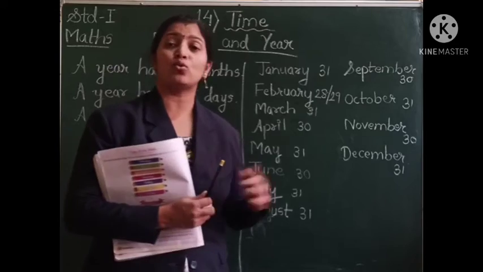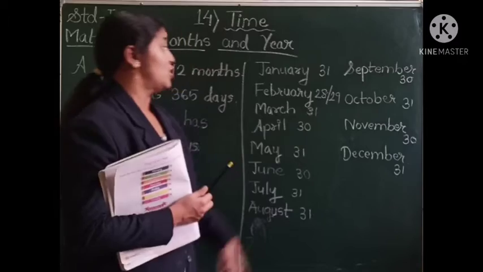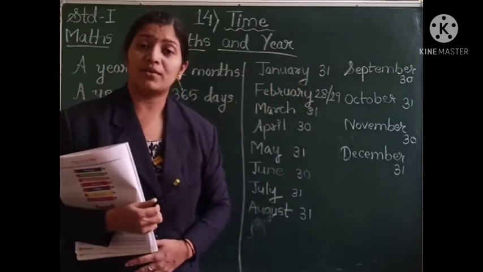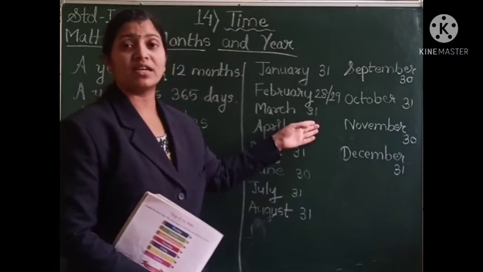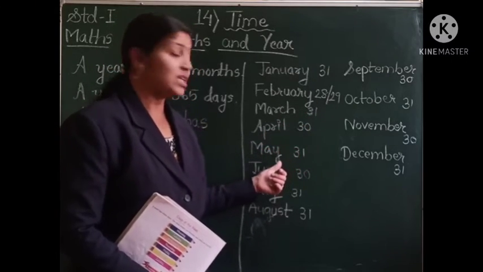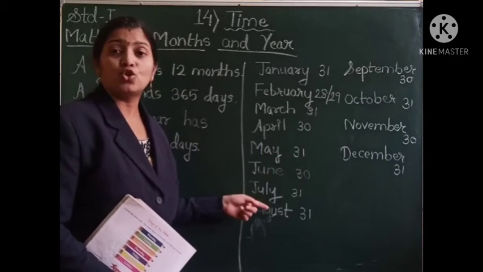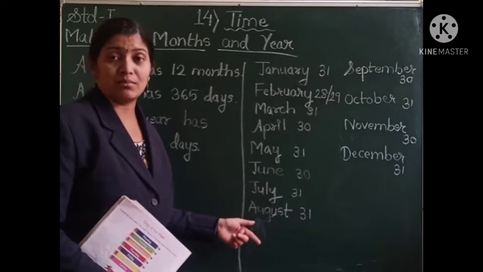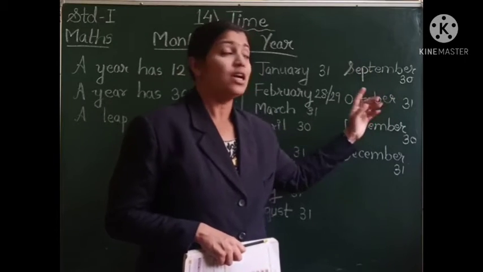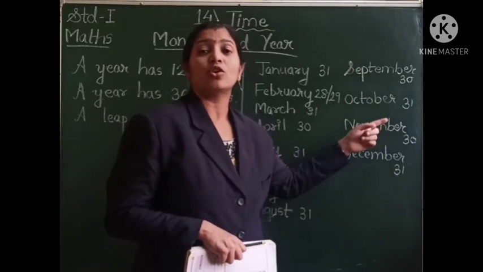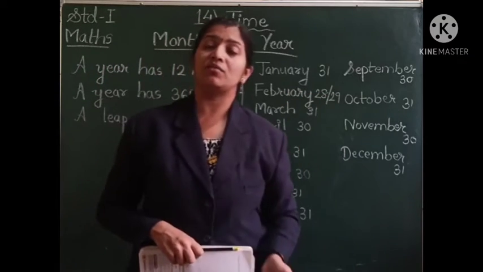So students, you have to keep in mind the number of days in each of the months. January has 31 days, February is having 28 or 29 days, March is having 31 days, April is having 30 days, then May is having 31, June has 30 days, July and August, both these months are having 31 days in it. Then comes September, which is having 30, October is having 31 days, November is having 30 days, and the month of December is also having 31 days.